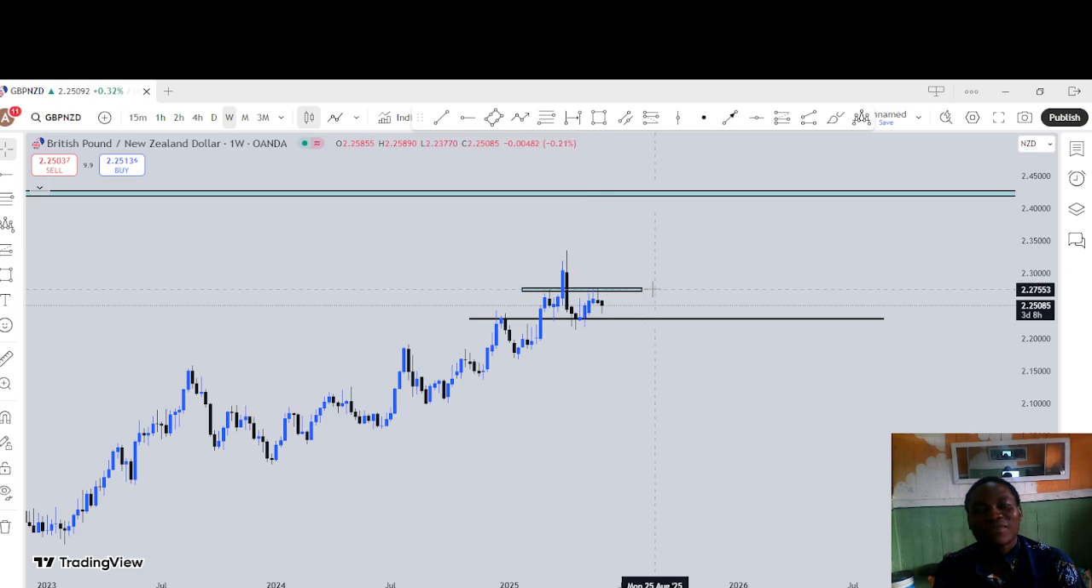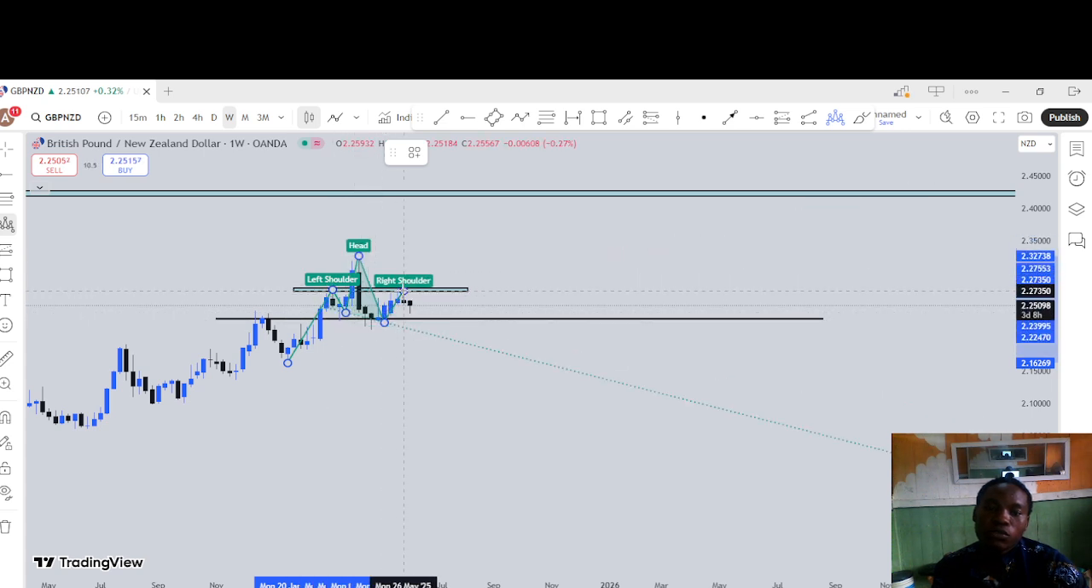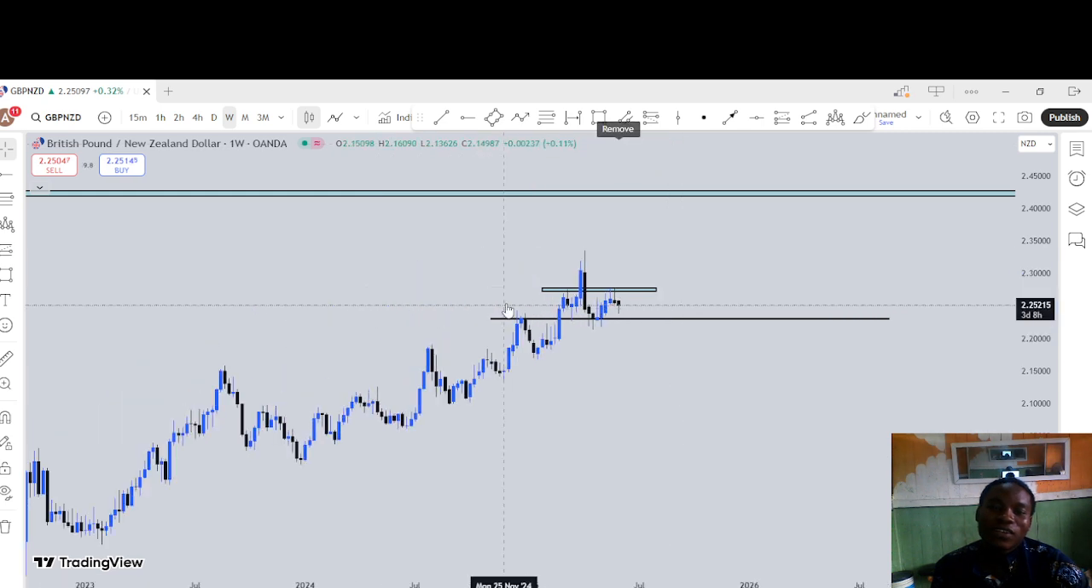But unfortunately, we couldn't see that. The market retested this level and it's about to drop, which means it's giving us a head and shoulders pattern. So this is the left shoulder, head, and this is the right. So we should expect a drop on GBP-NZD.